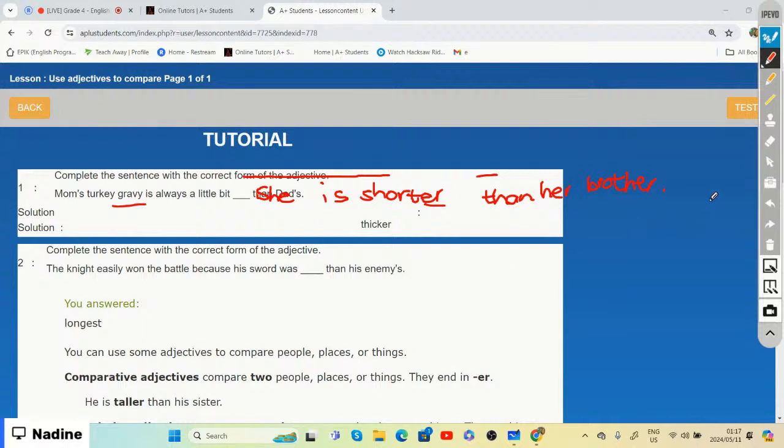The next one says complete the sentence with the correct form of the adjective. The knight easily won the battle because his sword was than his enemy's. His sword was than his enemy's.